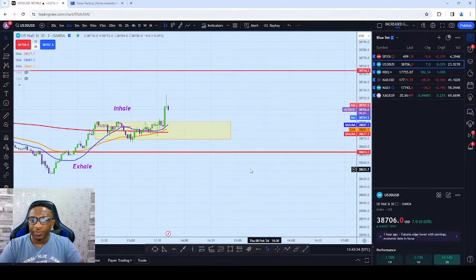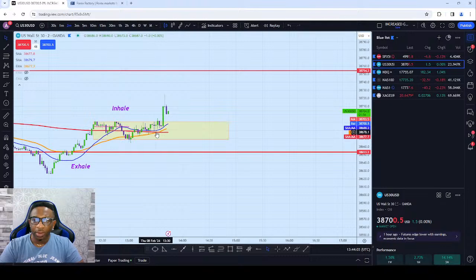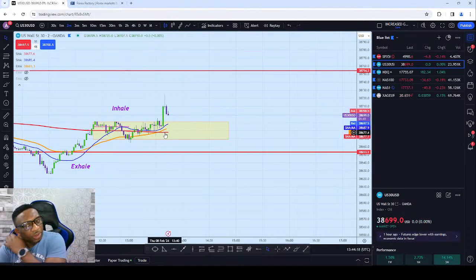Okay, let's look at US 30 as well. Whoa, US 30 even flew up so powerfully, with a much bigger candle. So with US 30 as well, just as I said, we should wait and see what will happen. It also popped out with this big candle.